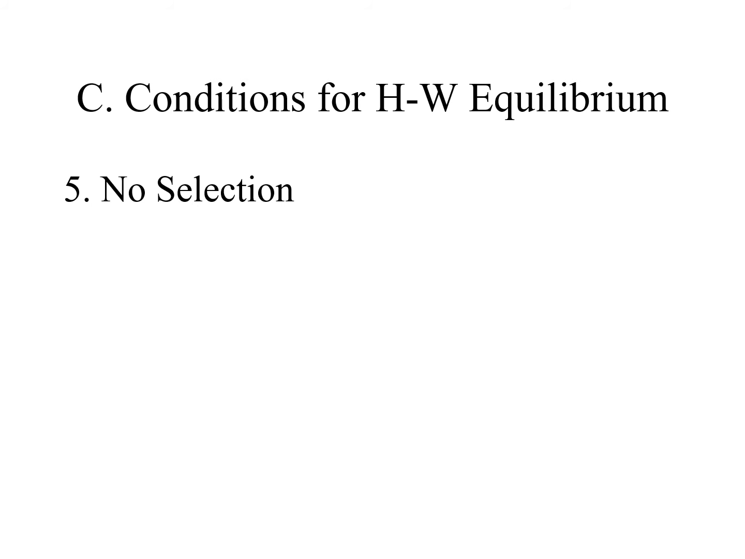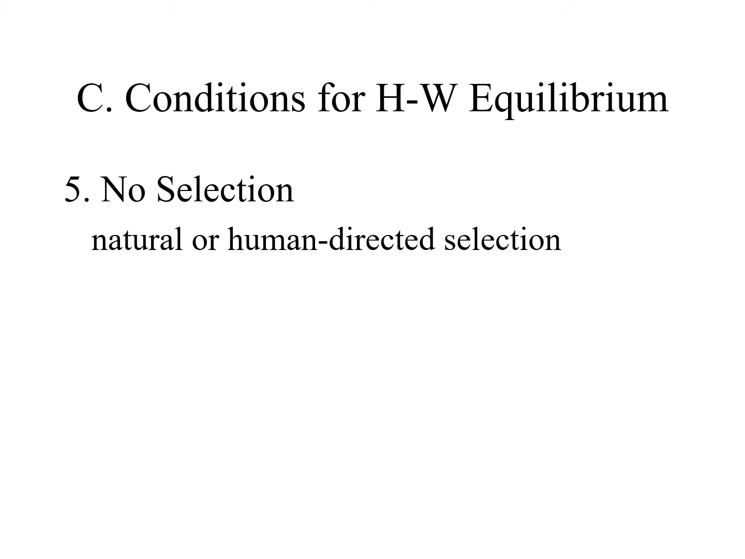Our last condition is you cannot have selection. You cannot have forces that favor the survival and reproduction of some individuals over others. Natural selection is a primary way that evolution happens. Humans are potent agents of evolution. We guide and direct the evolution of some species through what we call artificial selection, or what I call human-directed selection.